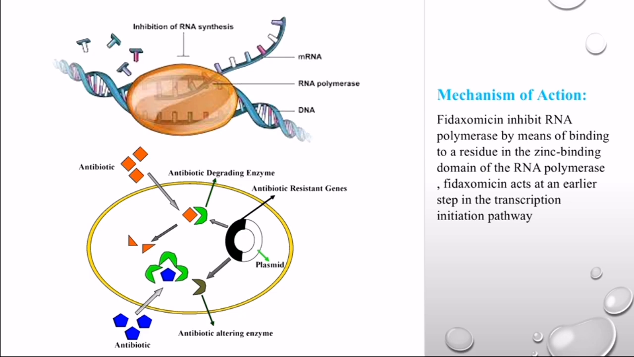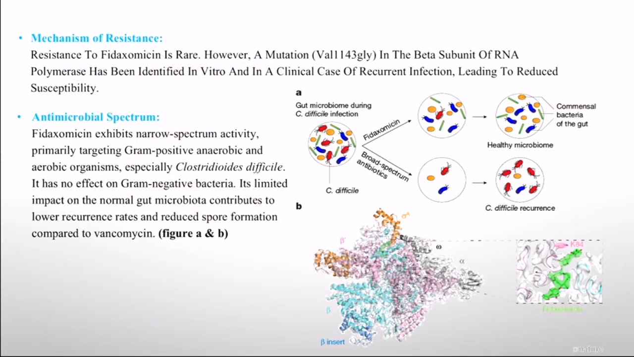Mechanism of action. Fidaxomicin inhibits RNA polymerase by binding to a residue in the zinc binding domain of the RNA polymerase. Fidaxomicin acts at an early step, the transcription initiation pathway. Mechanism of resistance. Resistance to fidaxomicin is rare. However, a mutation in the beta subunit of RNA polymerase has been identified in vitro and in a clinical case of recurrent infection, leading to reduced susceptibility.